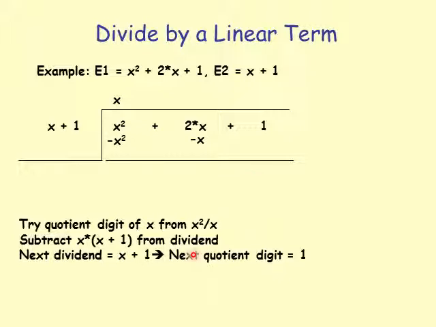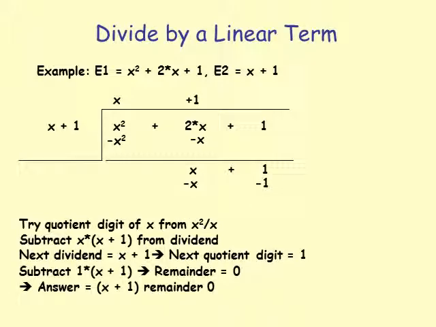Next dividend is x from the remainder, and then the rest of the dividend, 1. So the next working dividend is x plus 1, and the next quotient digit is 1. Then we subtract 1 times x plus 1, and I get 0 all the way around. So the answer, my quotient, is x plus 1, and the remainder is 0.